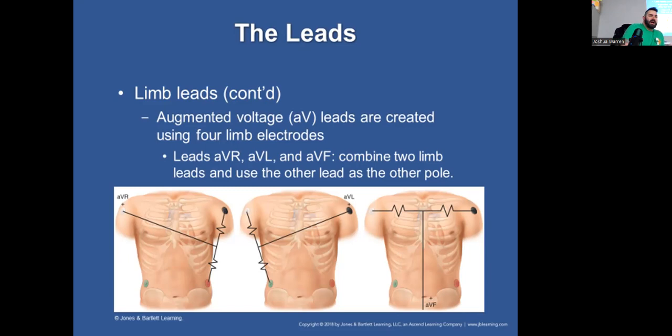So far we've got bipolar leads being leads 1, 2, 3. So 1, 2, 3 make an Einthoven's triangle. And then we have the augmented voltage leads that are created using those 4 electrode leads.